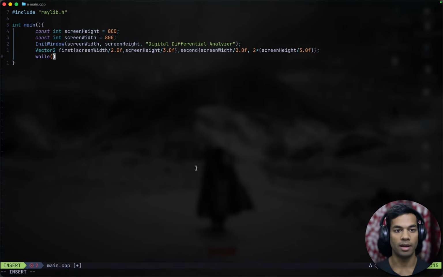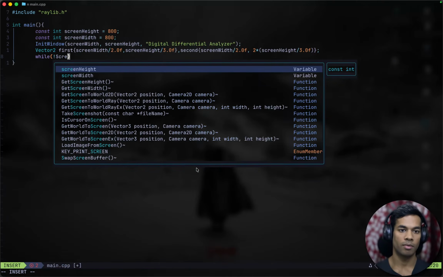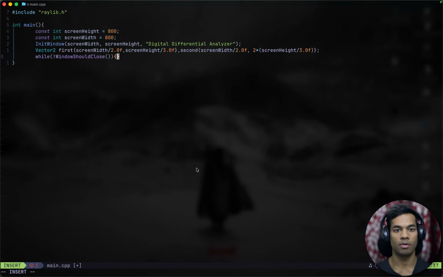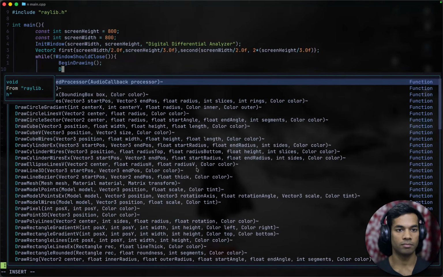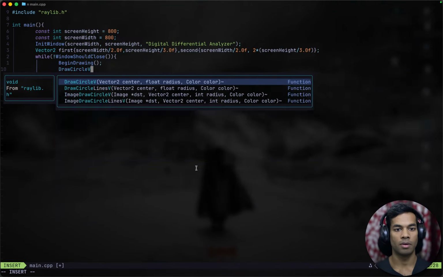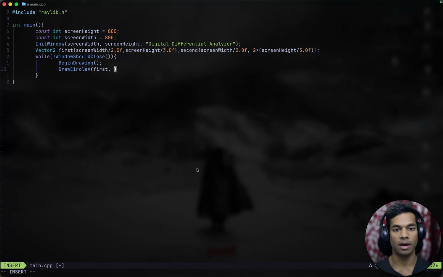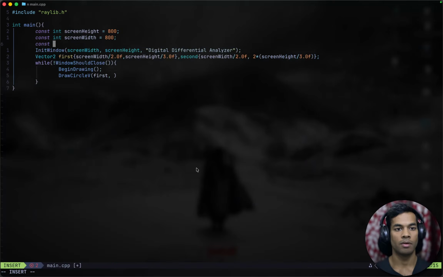That is nice. While the window should close, while the window is not closing, let's just first begin drawing. Draw a circle with a vector, the first circle, and the radius, let's pause, and the radius is 20.